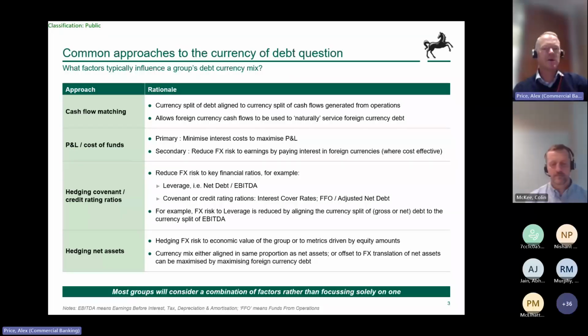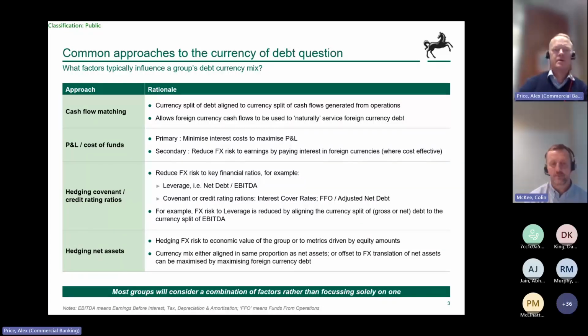So, typically what factors influence the group's debt currency mix, and how do they play out? Yeah, thanks, Alex. So on this page, we've tried to cover exactly that. We've listed out some of the factors that tend to drive that currency mix of debt question, and this isn't by any means exhaustive, but it's certainly some of the main ones that we come across in practice and talking to companies large and small.